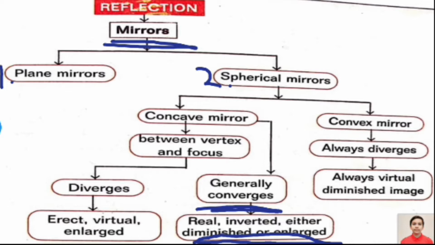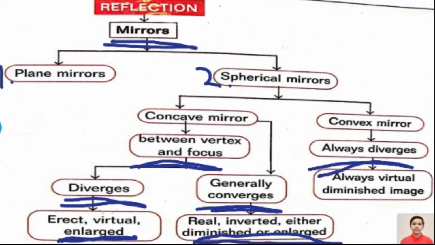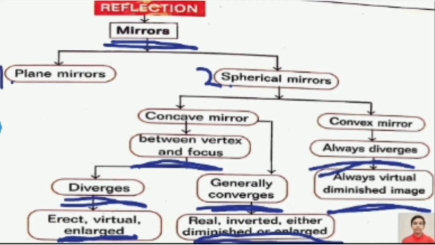And over here, between vertex and focus, if we keep an object, the rays diverge and the image formed is erect, virtual and enlarged. And in a convex mirror, rays always diverge and you will always get a virtual, diminished image. And over here, between vertex and focus, vertex means pole.